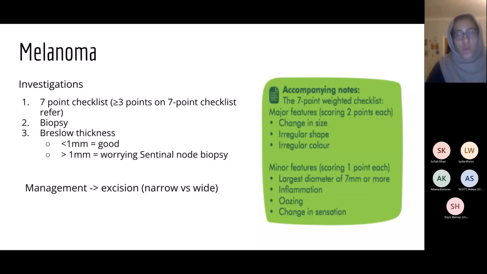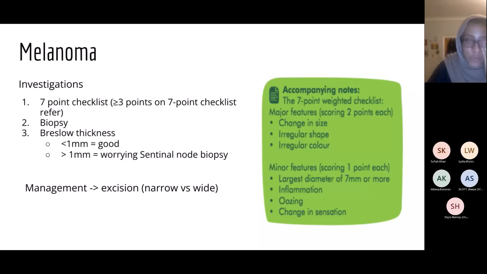With melanomas, you're of course going to want to do a biopsy. And Breslow's thickness, so I mentioned that previously. So Breslow's thickness is talking about how much that lesion has invaded into the skin, and you would obviously only know that after you do a biopsy.